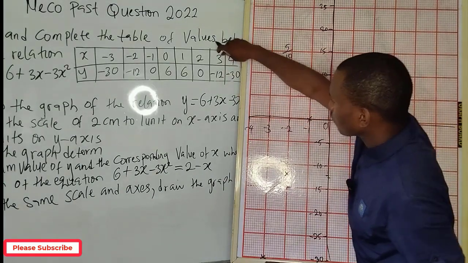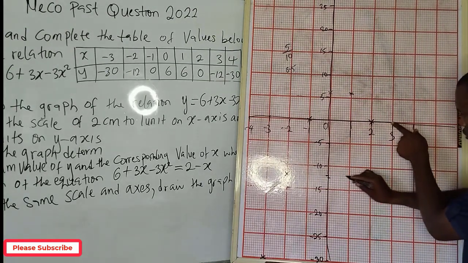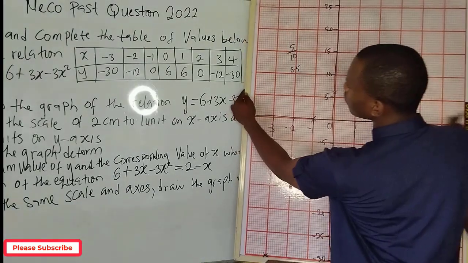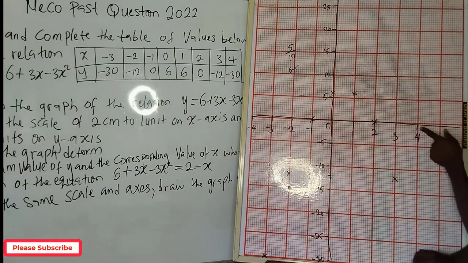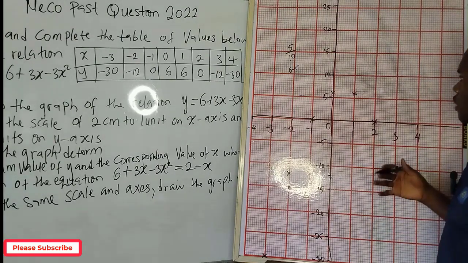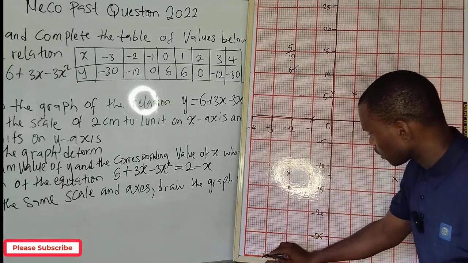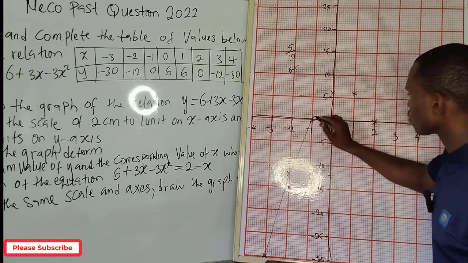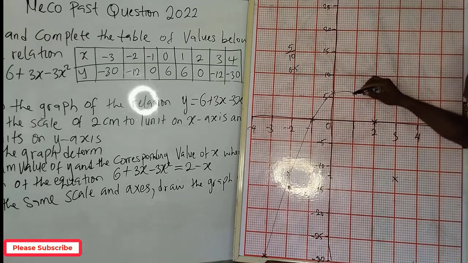Then we have 3 and -12. This is 3 for x, minus 12. You have gotten minus 12 to be somewhere here. Make the asterisk. And then we have 4 against minus 30. This is 4, and minus 30 is down here. All right. So the next we do is to join the intercepts or the points. You can use a freehand sketch. If you are conversant with the use of French curve, go ahead and use your French curve.